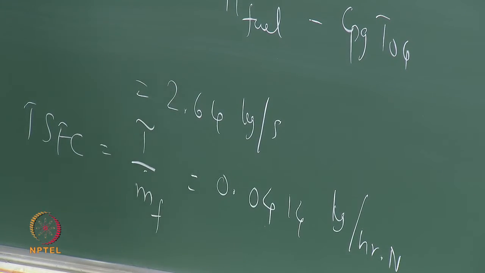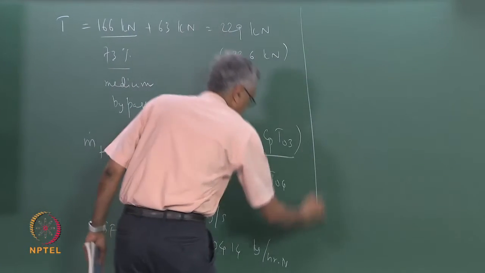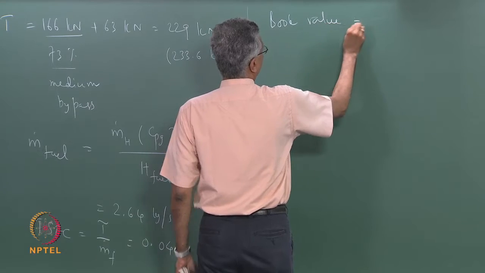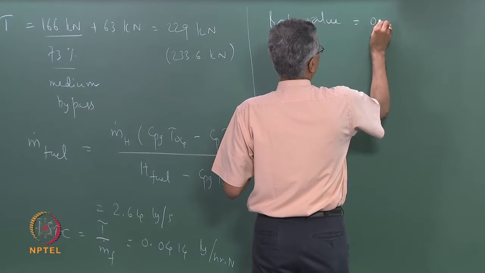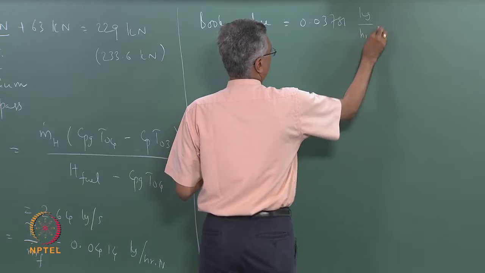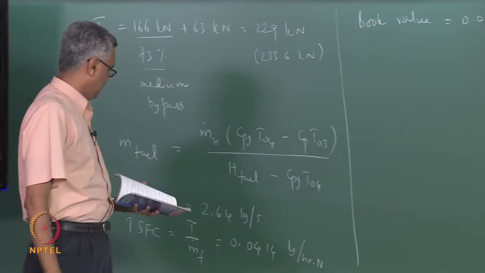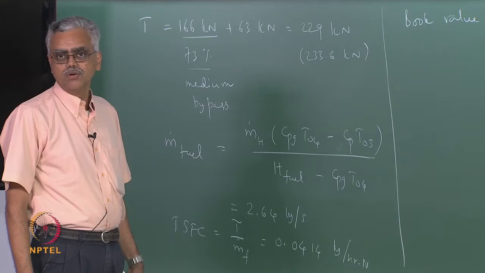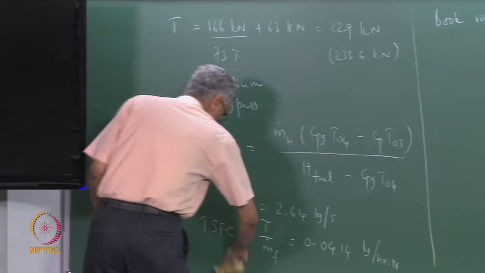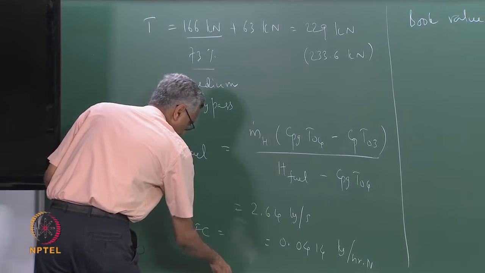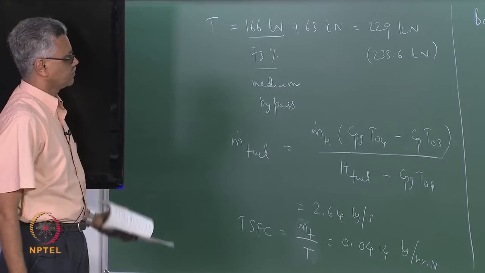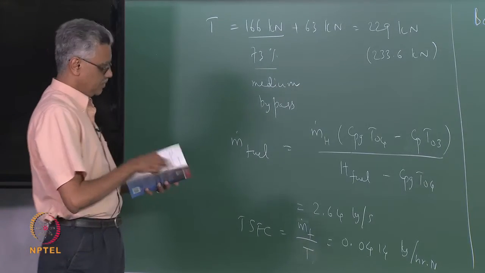And the manufacturer quotes a book value for TSFC of about 0.03781 kg per hour Newton. It seems to be reasonably okay for the kind of assumptions that we have made. This seems to be reasonably all right. Oh, it's the other way around. Thank you. Yes, thank you. So this is m dot f divided by T. So the comparison seems to be all right.